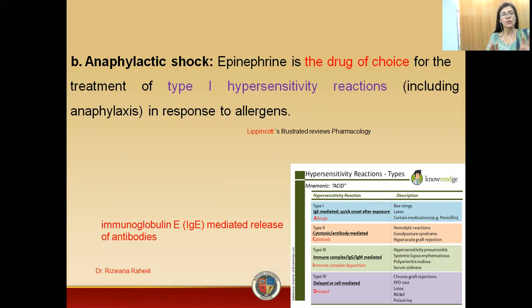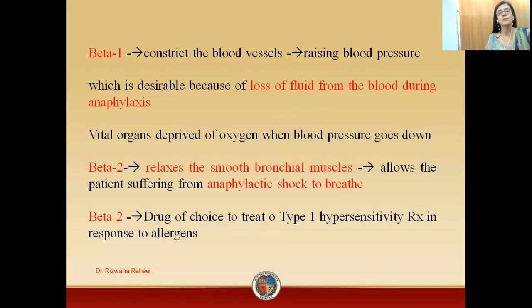That involves IgE. So in it, there is IgE mediated release of antibodies against the antigens. So in these cases, epinephrine is a preferred drug. Why are we using epinephrine in anaphylactic shock? In anaphylactic shock, there is a drop in blood pressure. There is decreased supply of blood and oxygen to the tissues and the organs. We have breathing problems. So in this case, why are we using epinephrine?